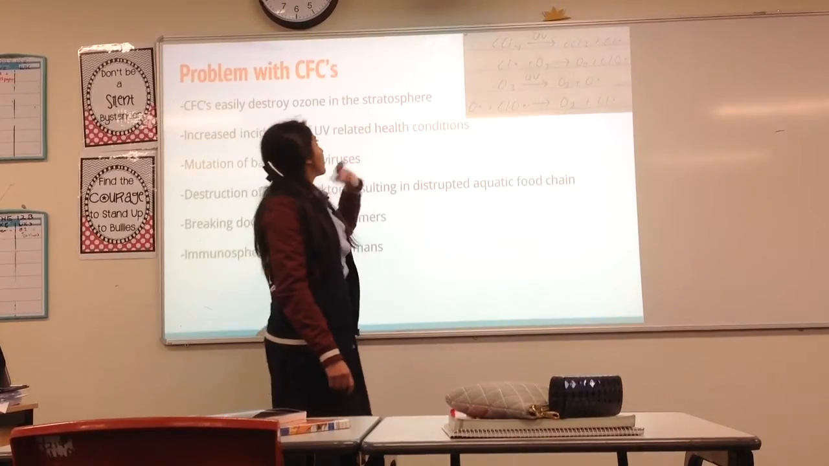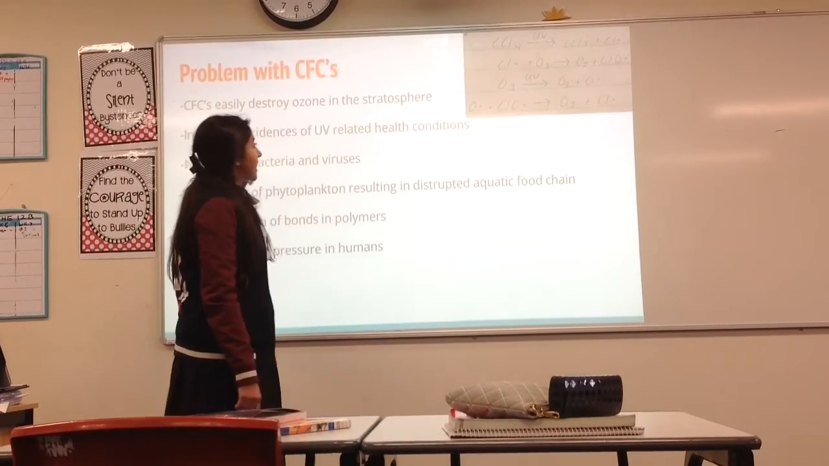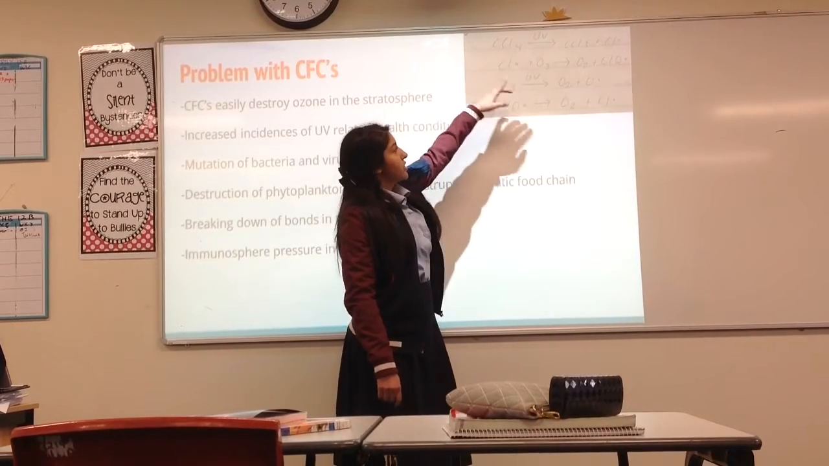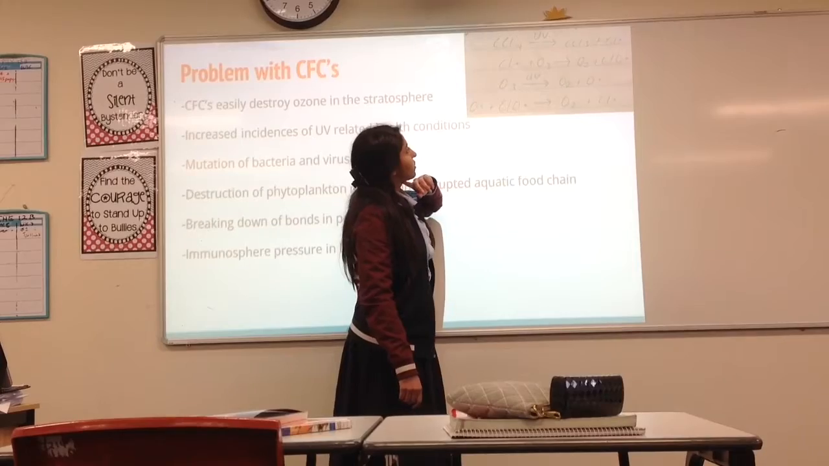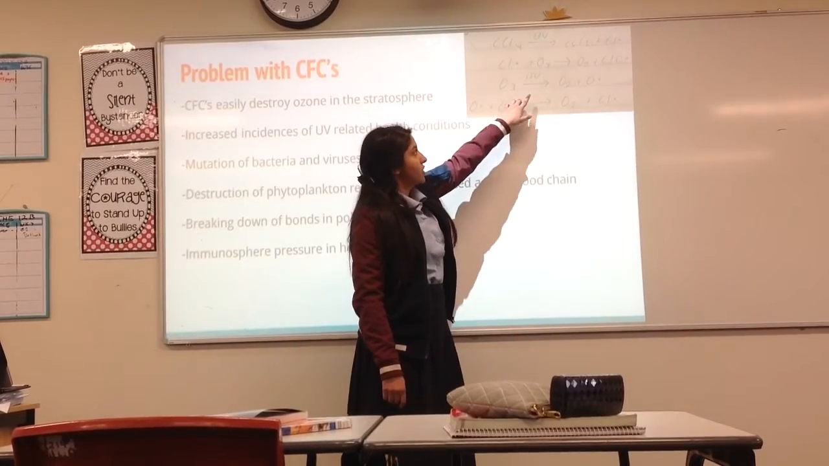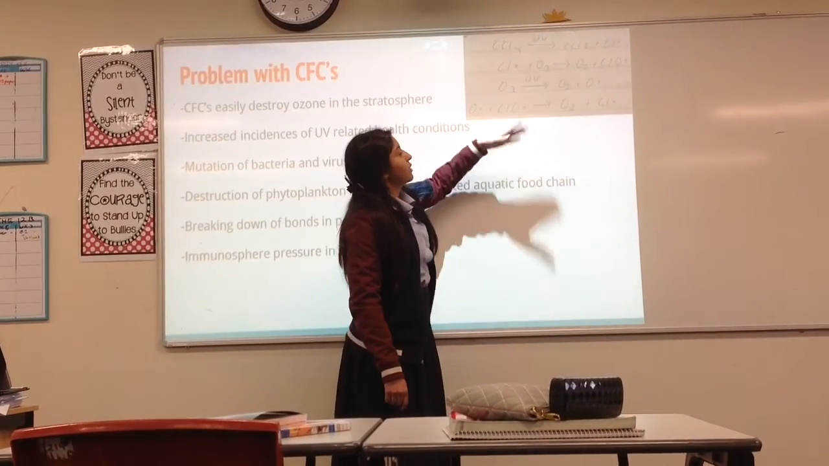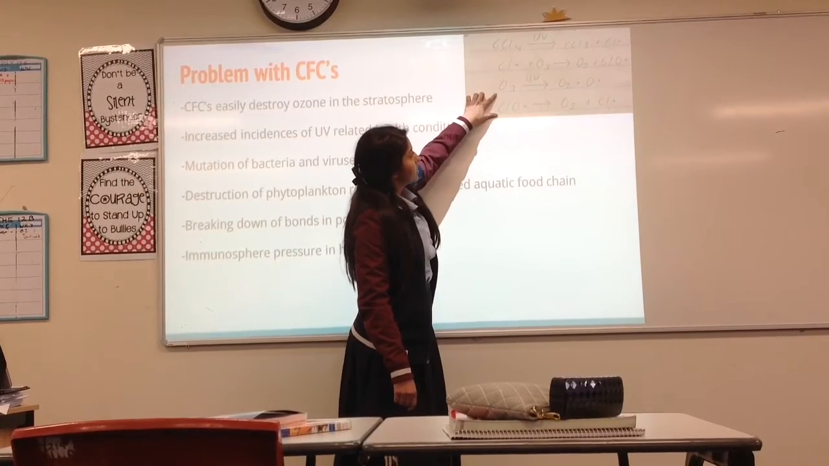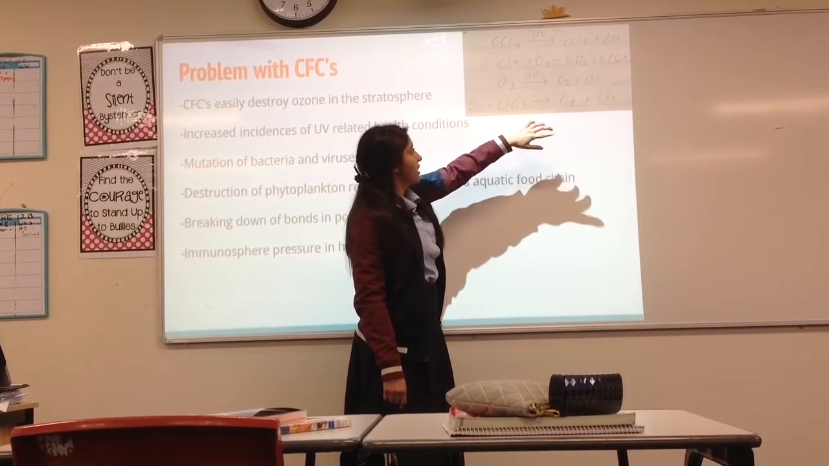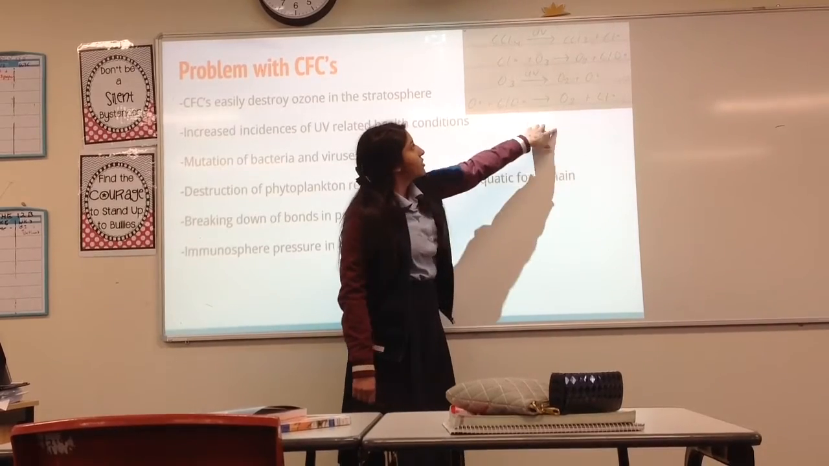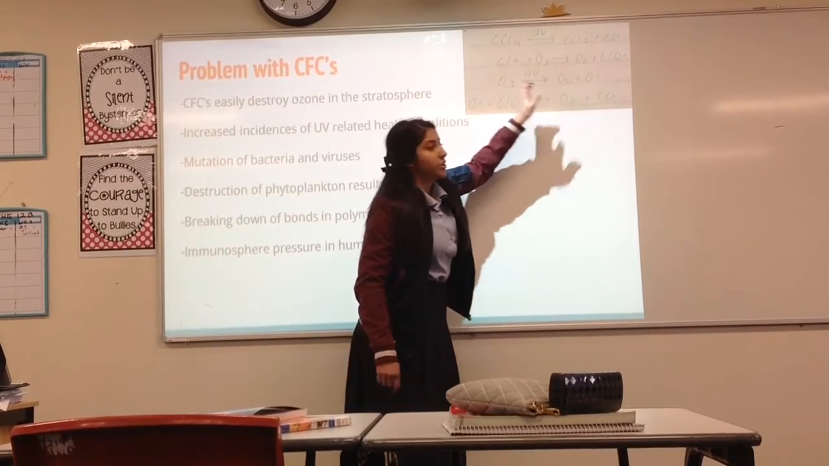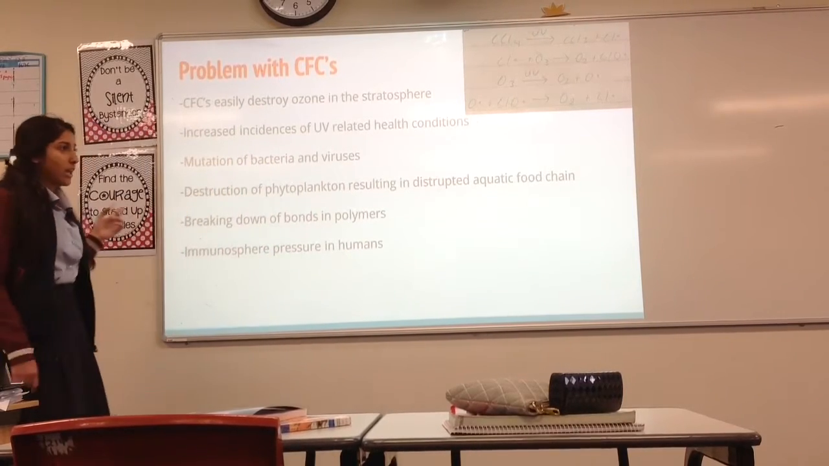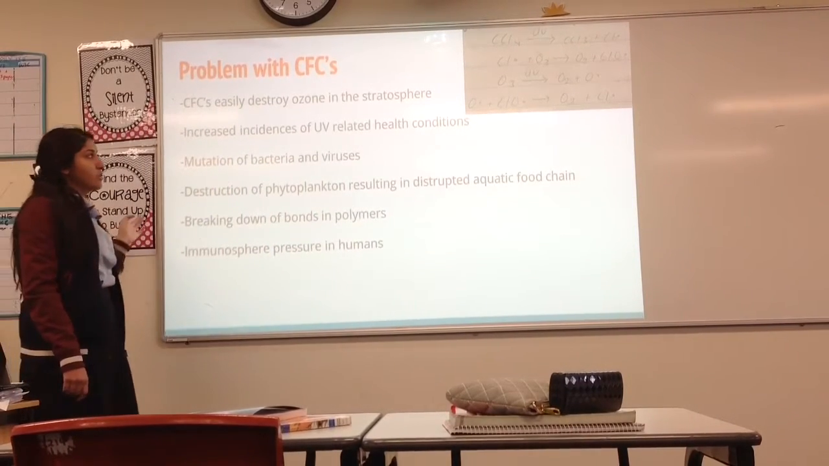The problem with CFCs is that they easily break down ozone. The CFC photodissociates into a chlorine free radical, and that then reacts with the ozone, breaking it down. While this is happening, ozone naturally dissociates as well into O2 and an oxygen free radical. Because the chlorine is regenerated, one chlorine molecule can destroy up to 500,000 ozone molecules.